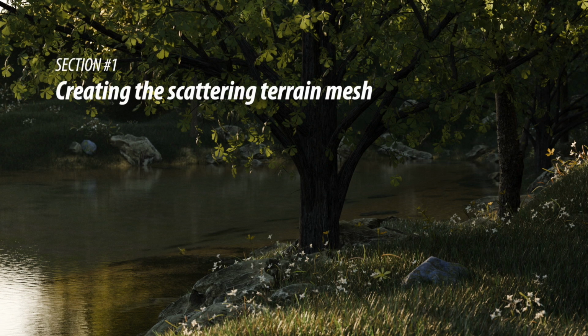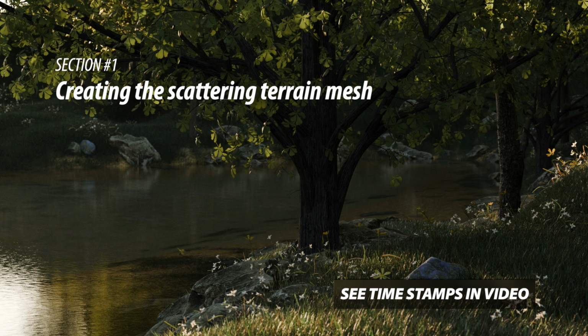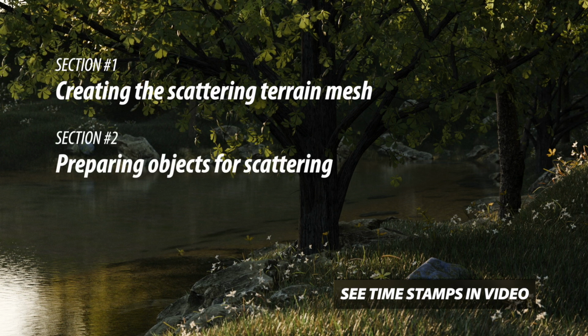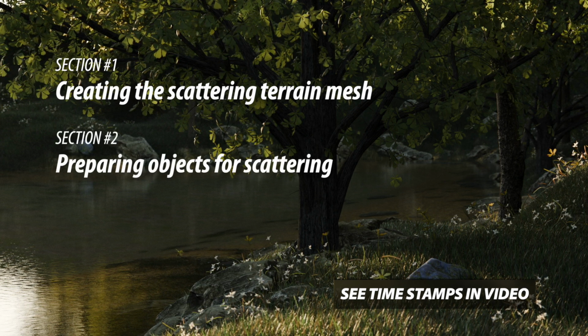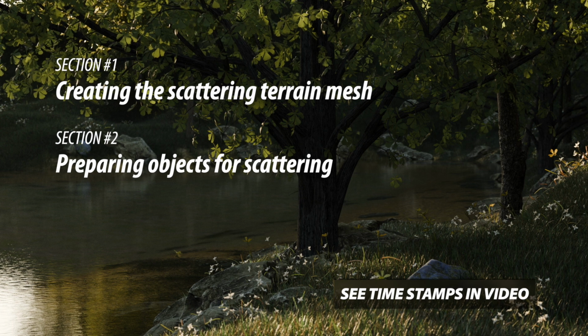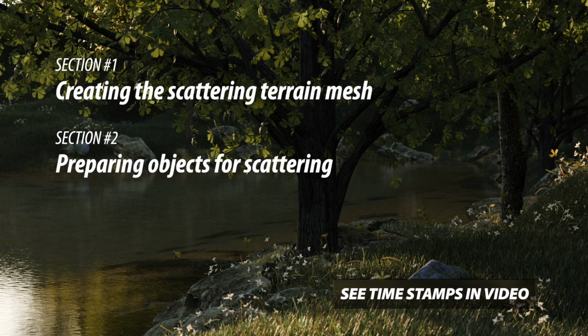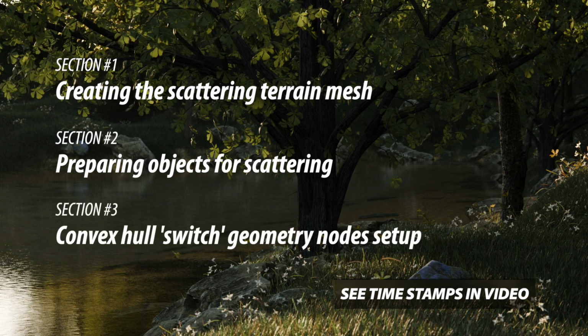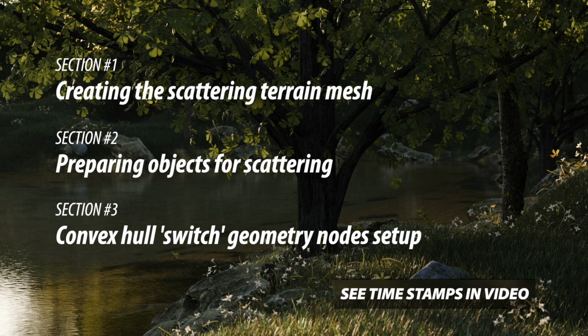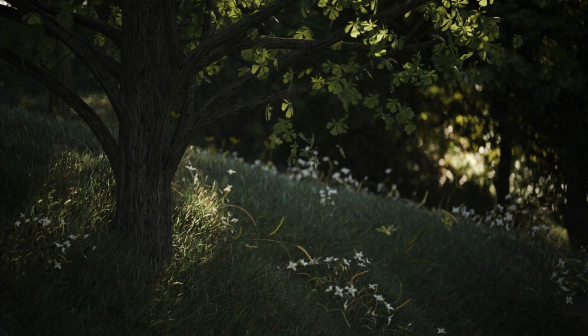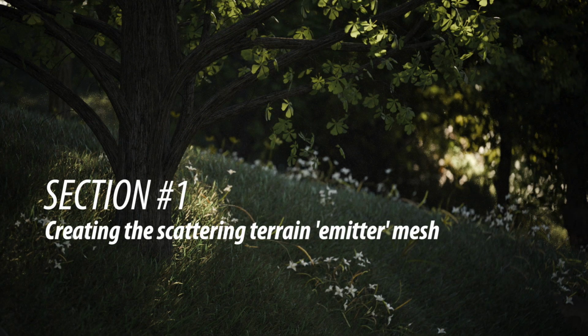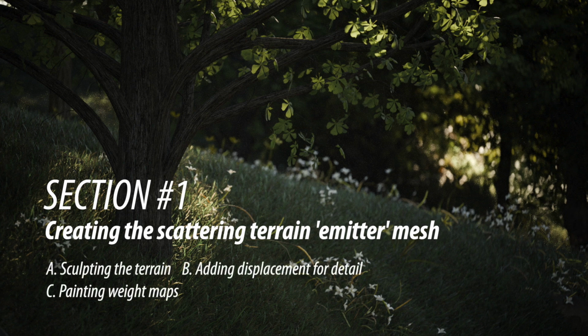So the first thing that we need to do in this video is set up what I'm calling the scattering terrain. The second section is about preparing geometry that will be scattered on the terrain. These items are the rocks, the trees, etc. And the third section is working with the geometry nodes themselves. Section 1 deals with creating the scattering terrain object, or mesh, and it's broken down into 3 subsections.